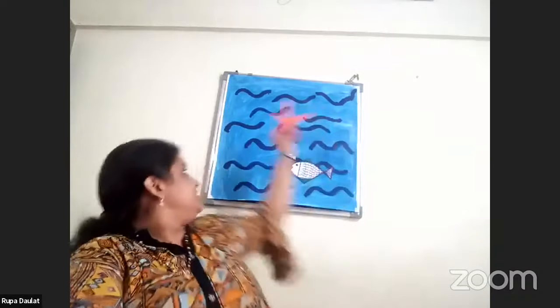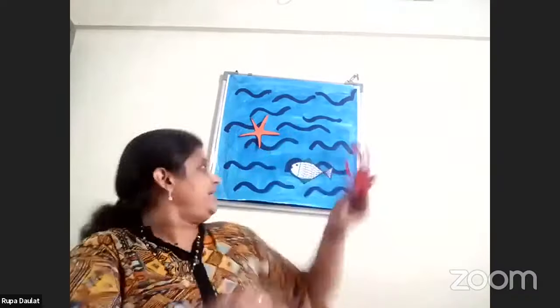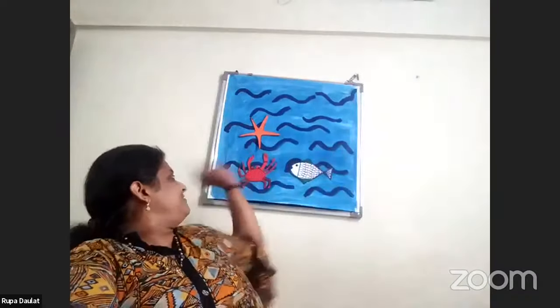Fish. Which animal is this? Fish. Starfish. Lobster. Crab. Very good. Crab.